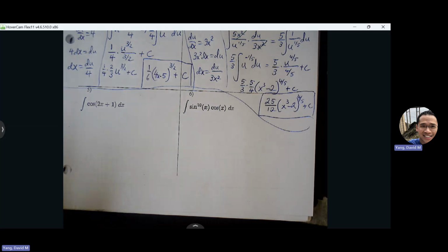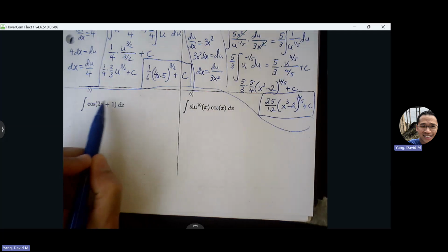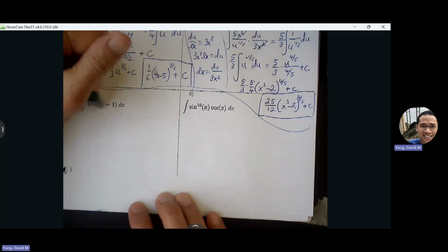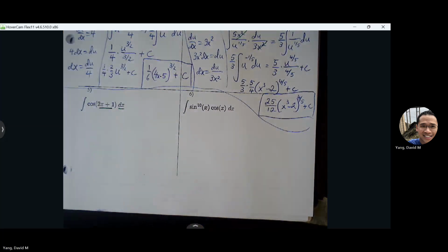Okay, number 5, we can't expand this. This is inside the trig function, but we do see a set of parentheses, so we can move towards integral of cosine of u, and we should have a rule for that.